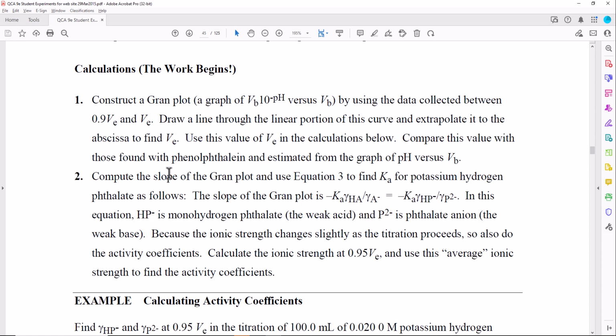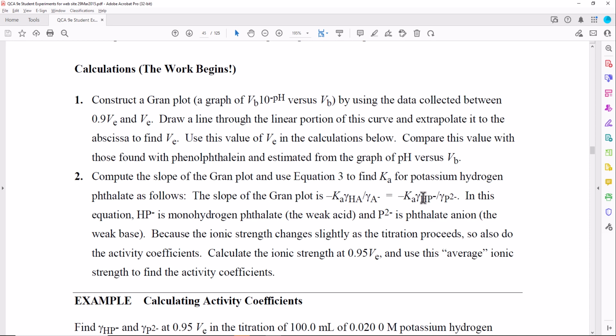So step 2, compute the slope of the Gran plot. We've done that, and use equation 3 to find Ka. Well, what it tells us is that the slope of the Gran plot is equal to the negative of the Ka value times gamma of HA divided by gamma of A minus. And then it reminds us that what they're going to call RHA is HP. So that's the hydrogen phthalate acid.